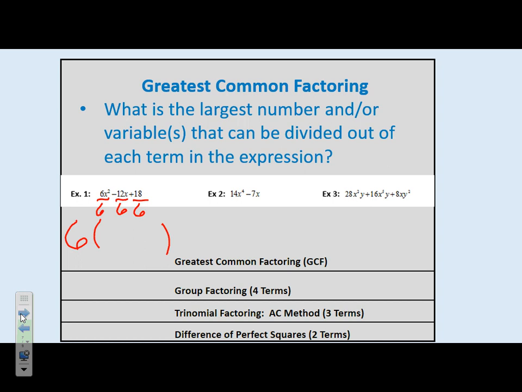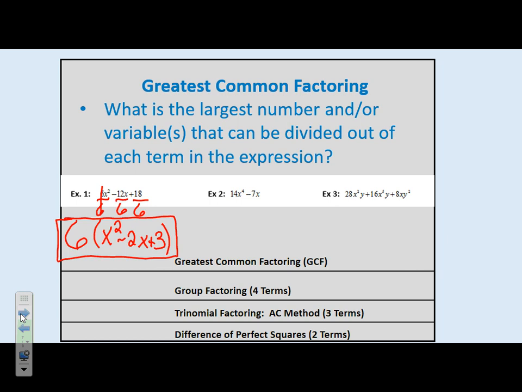So if I simplify, my 6's cancel, so I have x squared. -12 divided by 6 is a -2, and I'm going to keep my x. And 18 divided by 6 is 3, so I have plus 3. This is my answer for this problem. Okay, I can't simplify it any further.